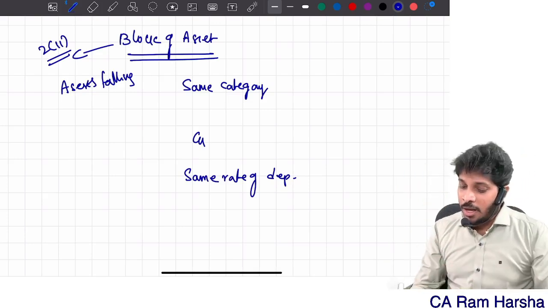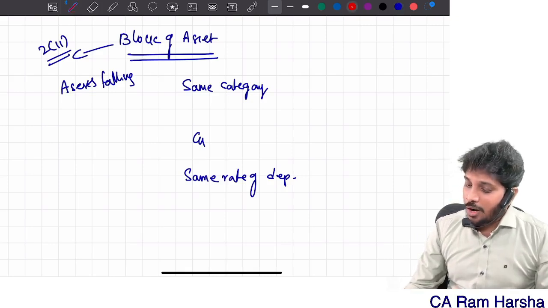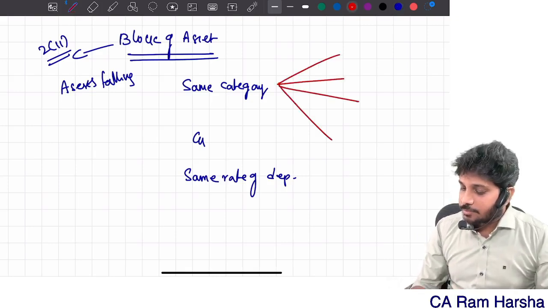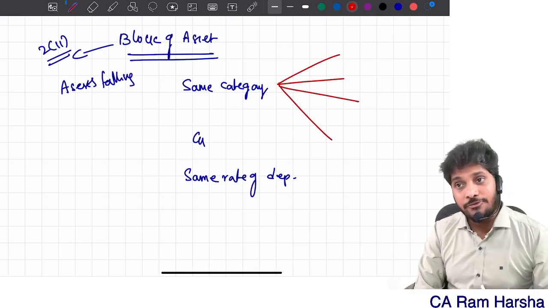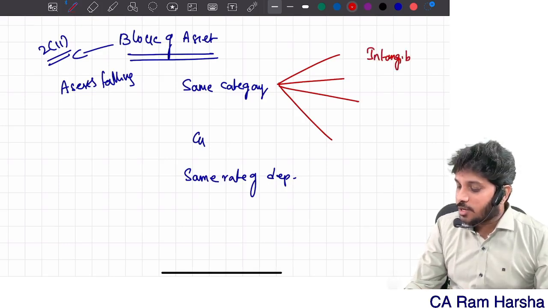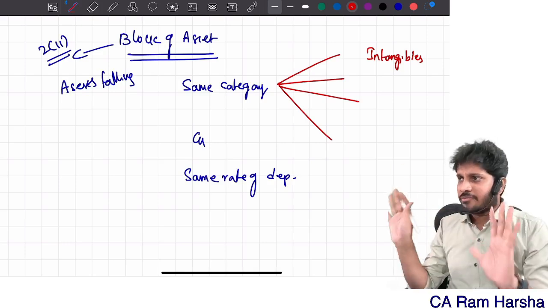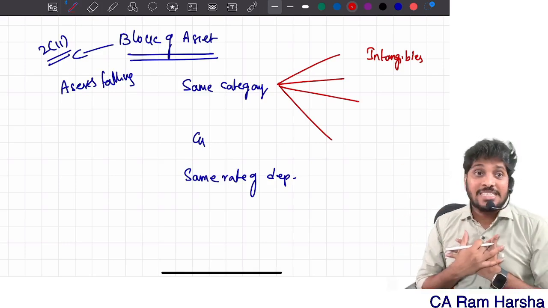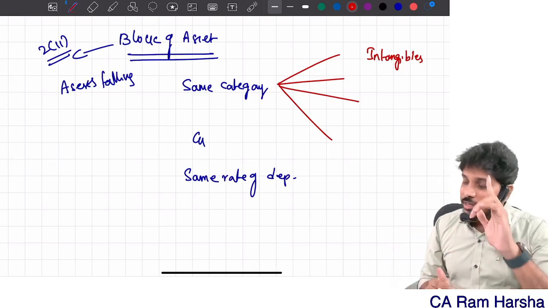For example, do you know how many categories we have in income tax? Broadly 4 categories. In income tax, the assets are broadly categorized into 4. The first category is intangibles. Actually, as per the law, the numbering might be different, but for understanding purposes, I'm telling you like this.